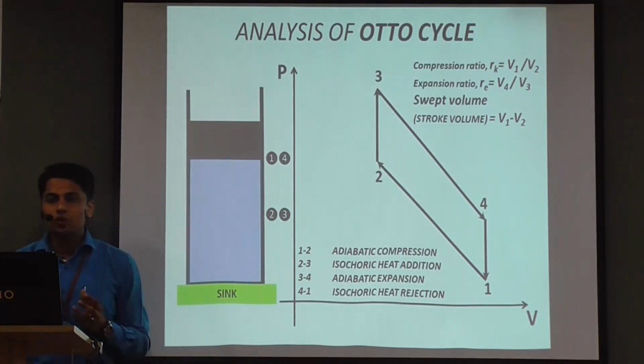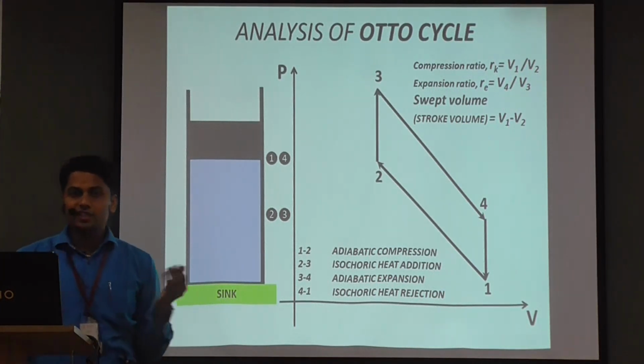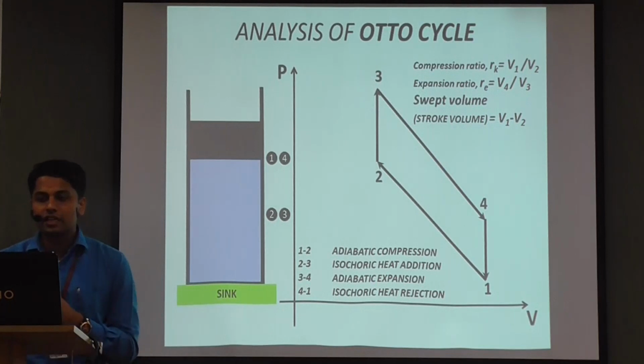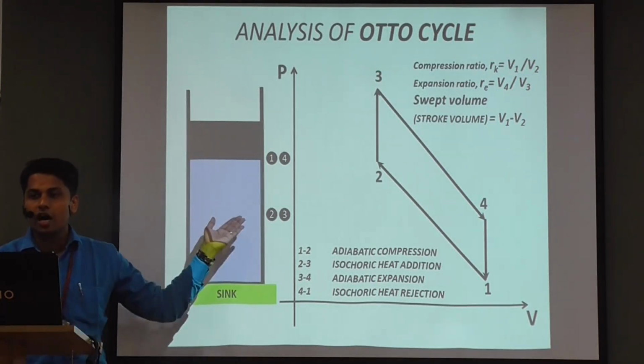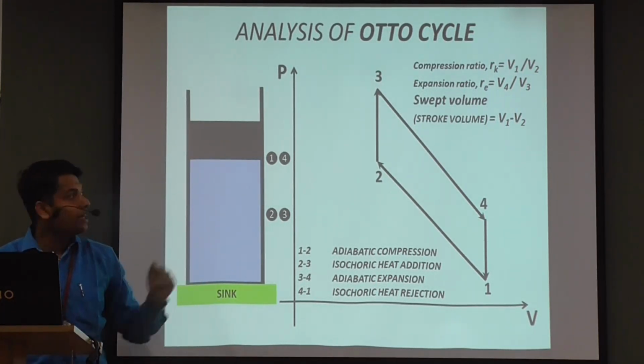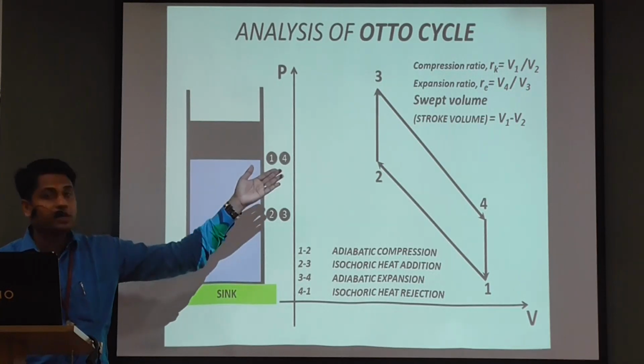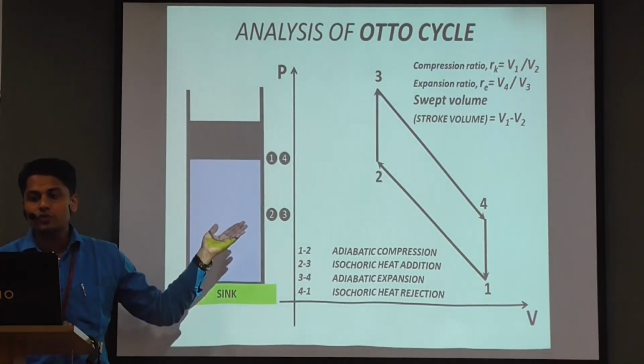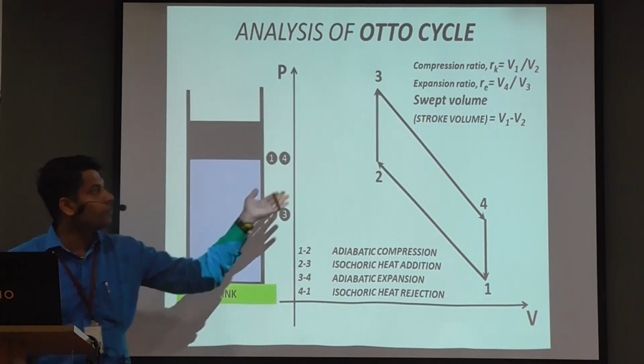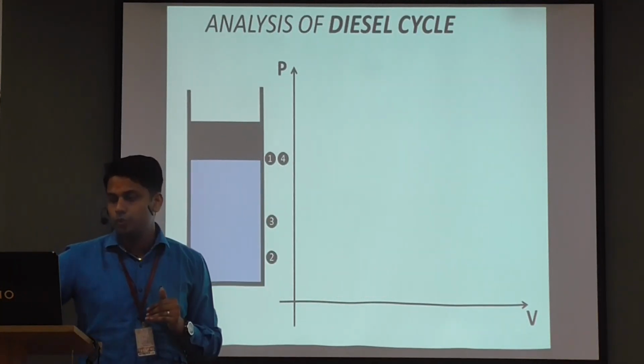And you must know certain terminologies while applying the Otto cycle. The first one is the compression ratio, which is represented by Rk equal to V1 by V2. The expansion ratio Re, which is equal to V4 by V3. And the last one, swept volume or stroke volume, which is equal to V1 minus V2.